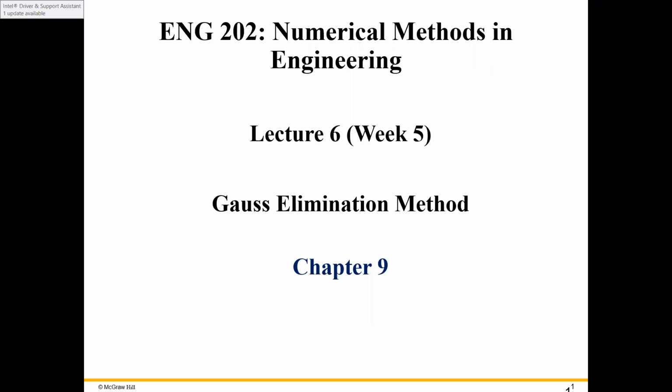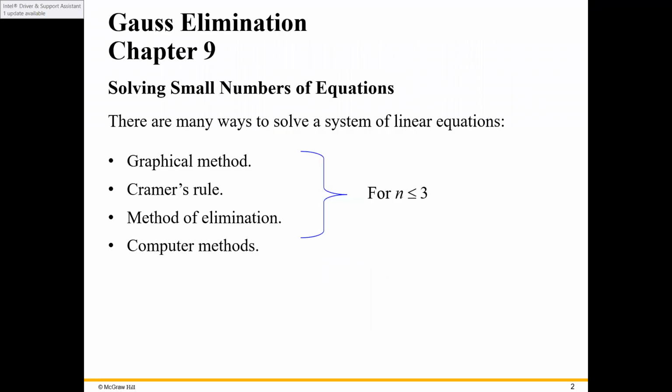Gauss elimination method. In this method, we will learn about the solution of a system of linear equations by the method called the Gauss elimination method. This type of solution can be performed by hand calculations as well.